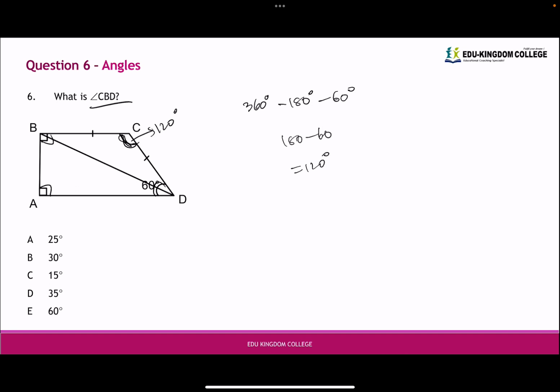We're finding angle CBD, so this angle here. Now this is an isosceles triangle, which means this angle and this angle are the same. So 120 plus 2x equals 180, because the angle sum of this triangle is 180 degrees. Move this over: 2x equals 60 degrees, x equals 30 degrees. So this angle here, x, equals 30 degrees.